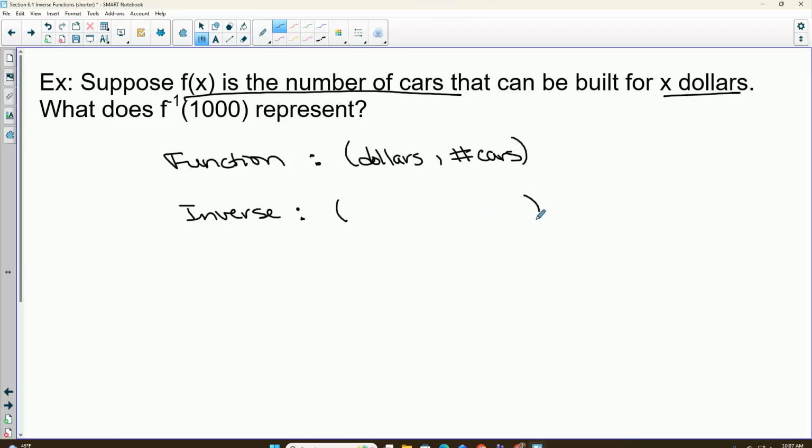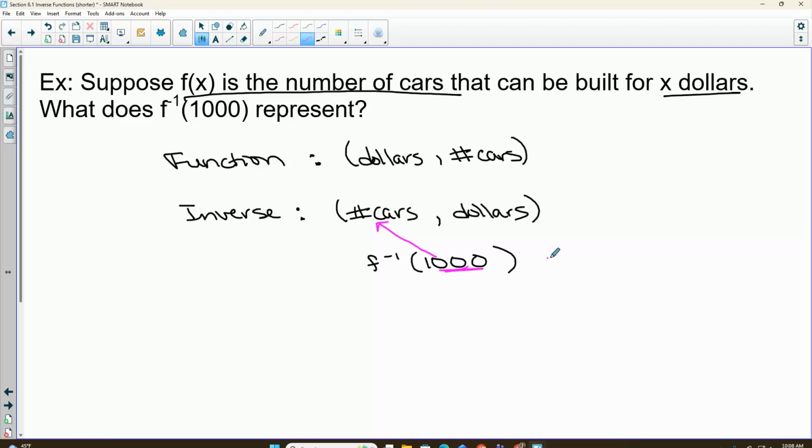Yesterday we talked about how an inverse flips x and y. So in the inverse, what does x represent? And the y is the... Okay, so if I say f inverse of 1,000, the 1,000, the number I'm plugging in, is the x value of the inverse, so it is number of cars.